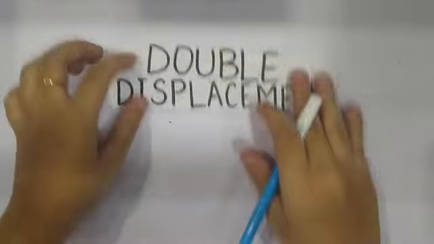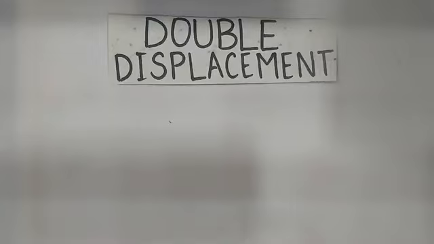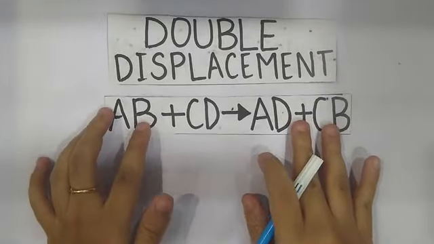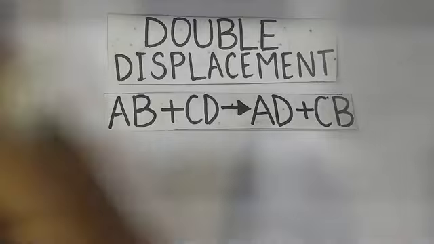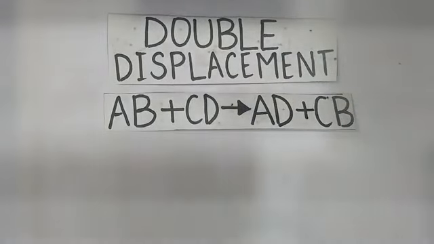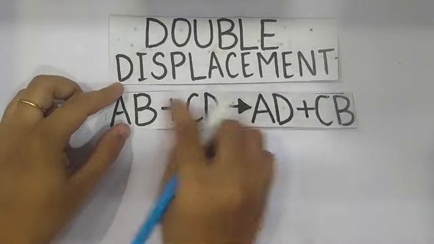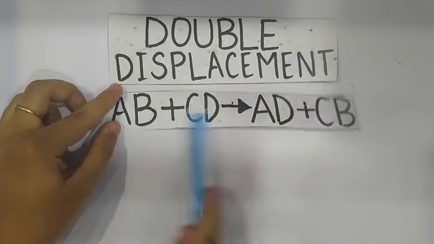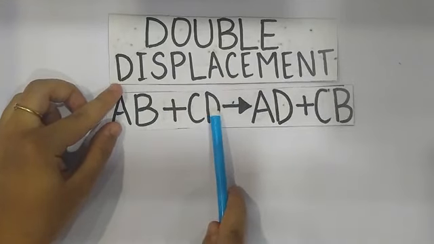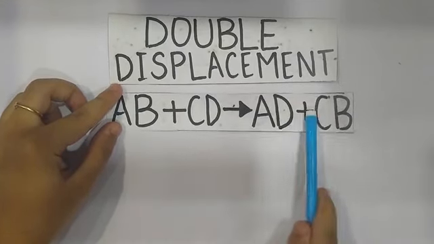Now the next reaction that we will be talking about is the double displacement reaction. So what happens here? As you would have observed previously in the displacement reaction, only one element displaced another element in a compound. But here you observe there are two compounds, AB and CD. So AB reacted with CD to form AD and CB.